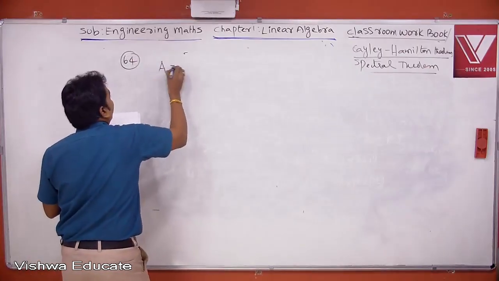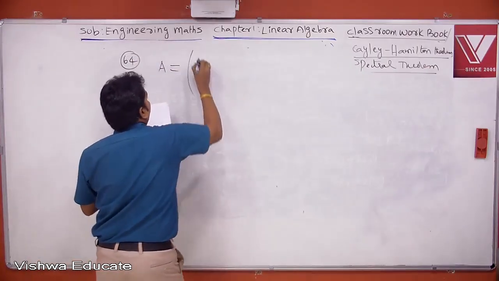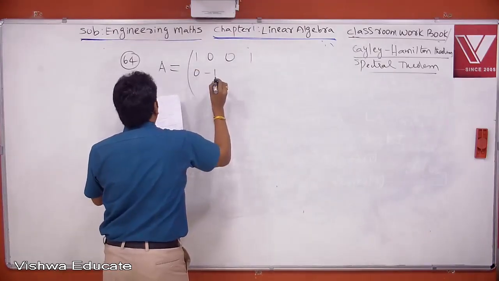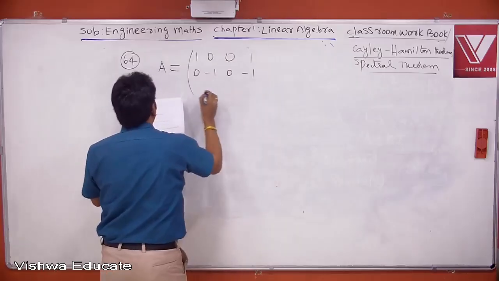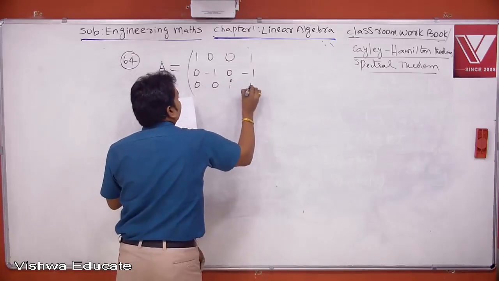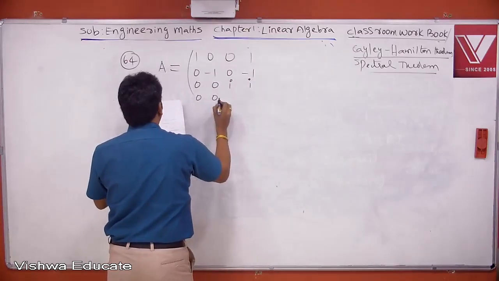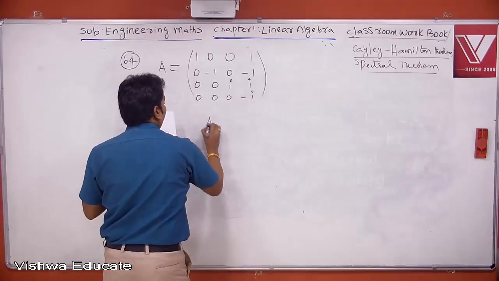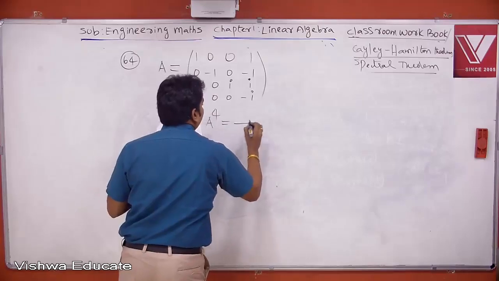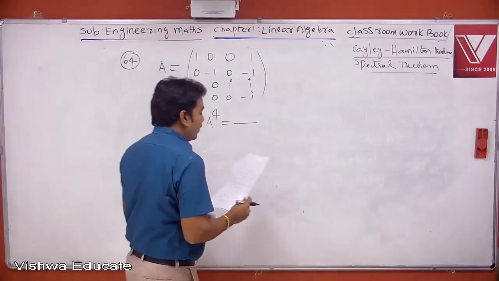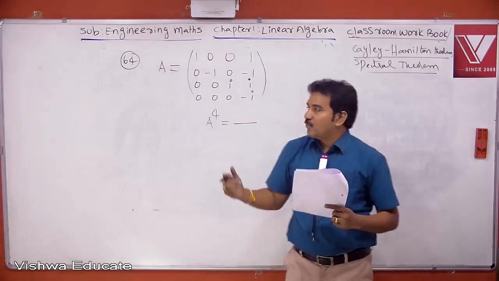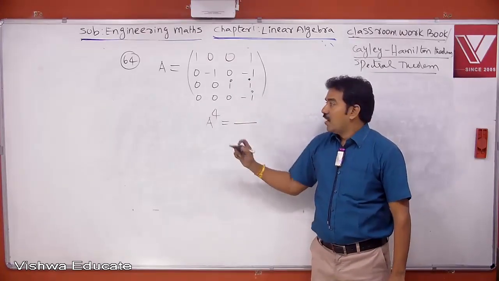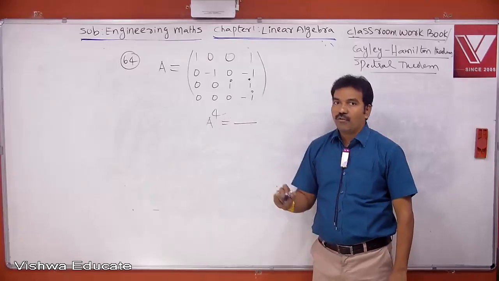If A equal to a 4 by 4 matrix is given, 1 0 0 1, 0 minus 1 0 minus 1, 0 0 i, 0 0 0 minus i, then A power 4 equal to blank. This is the question. Now when you look at this equation, the size of this matrix is 4 by 4. Now interestingly they asked A power 4.